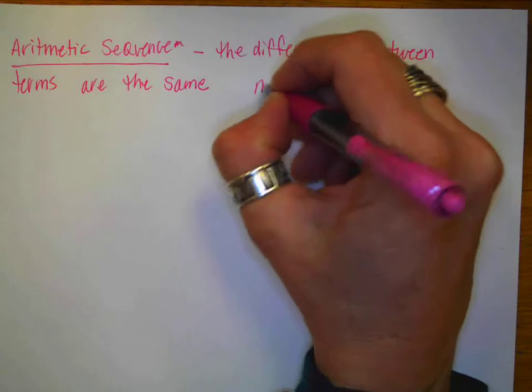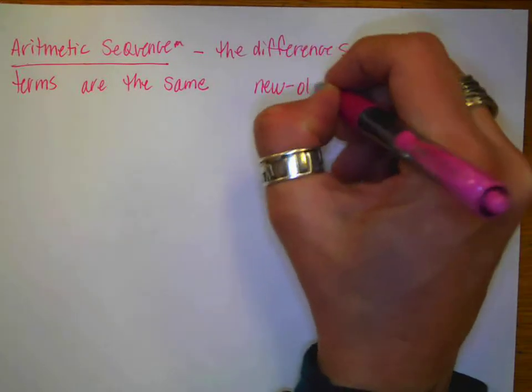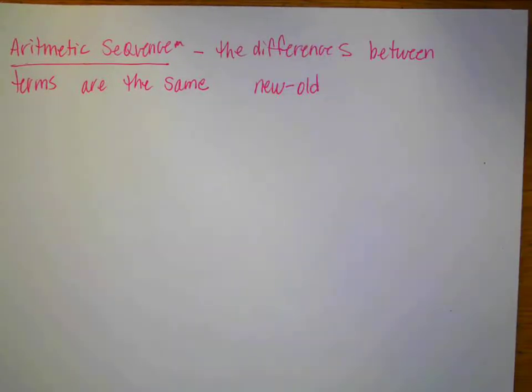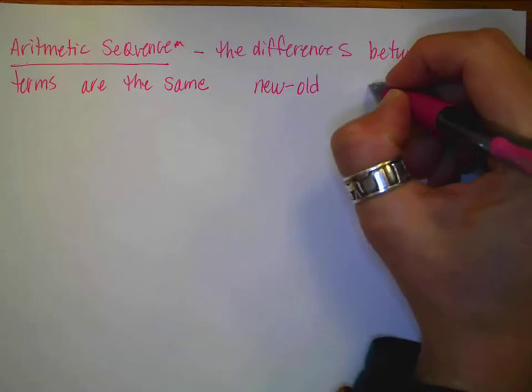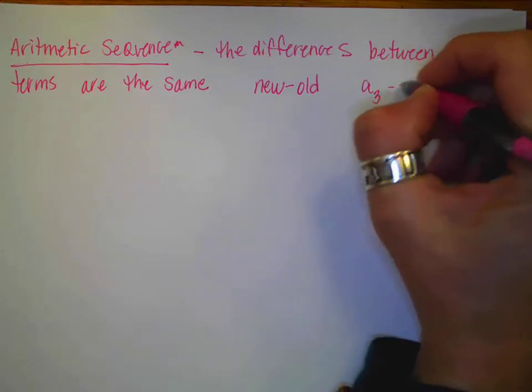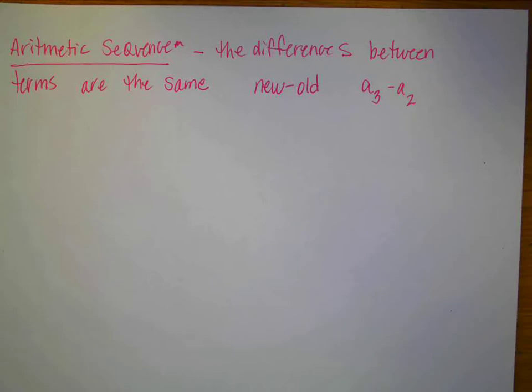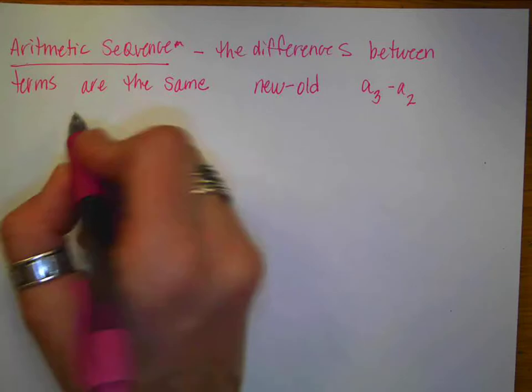So that means that I either add or subtract the same value to every term in the sequence, okay? And if I needed to figure that out, if it wasn't told to me, I would do new minus old, right? And so if I were talking about sequence numbers, it might be a sub 3 minus a sub 2. Can't skip terms, because then you have to divide by how many terms you skipped.